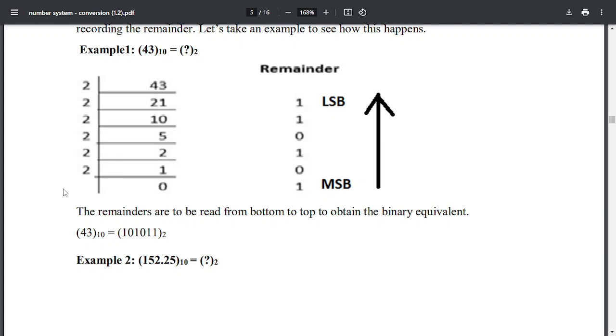Next 2 1s is 1, it is not divisible, so I take 1 directly. So 101011 is the binary equivalent for 43. That is, I need to collect all the remainders in the reverse order.